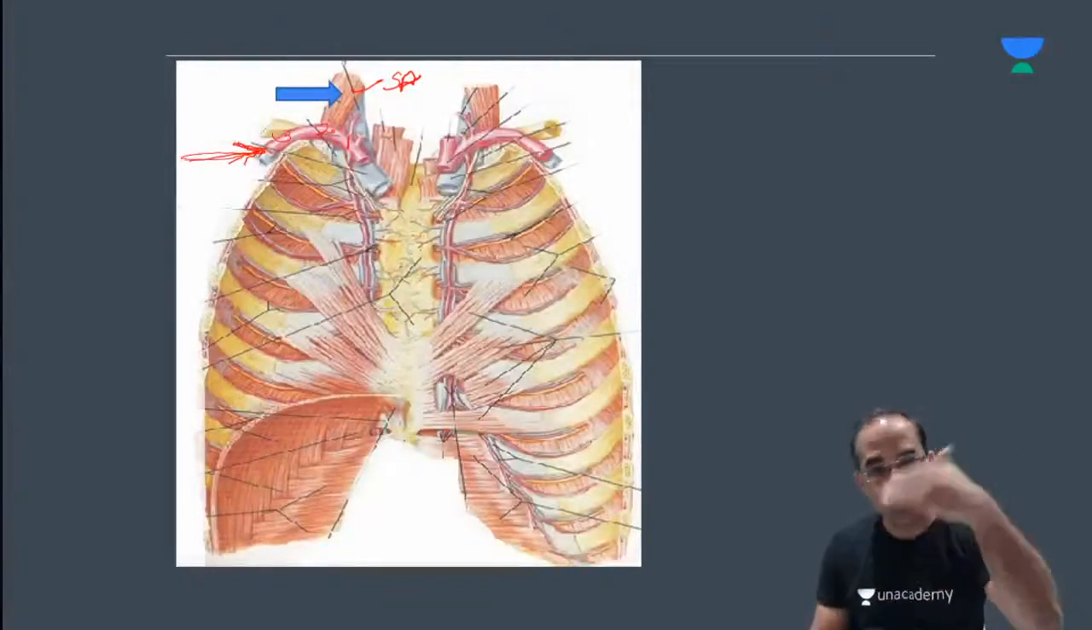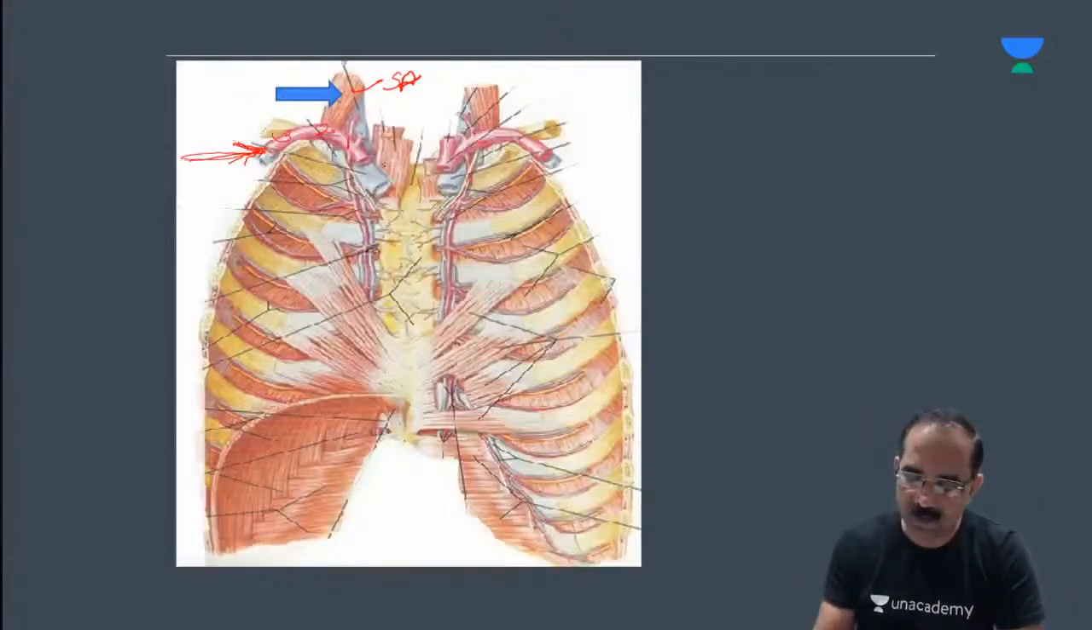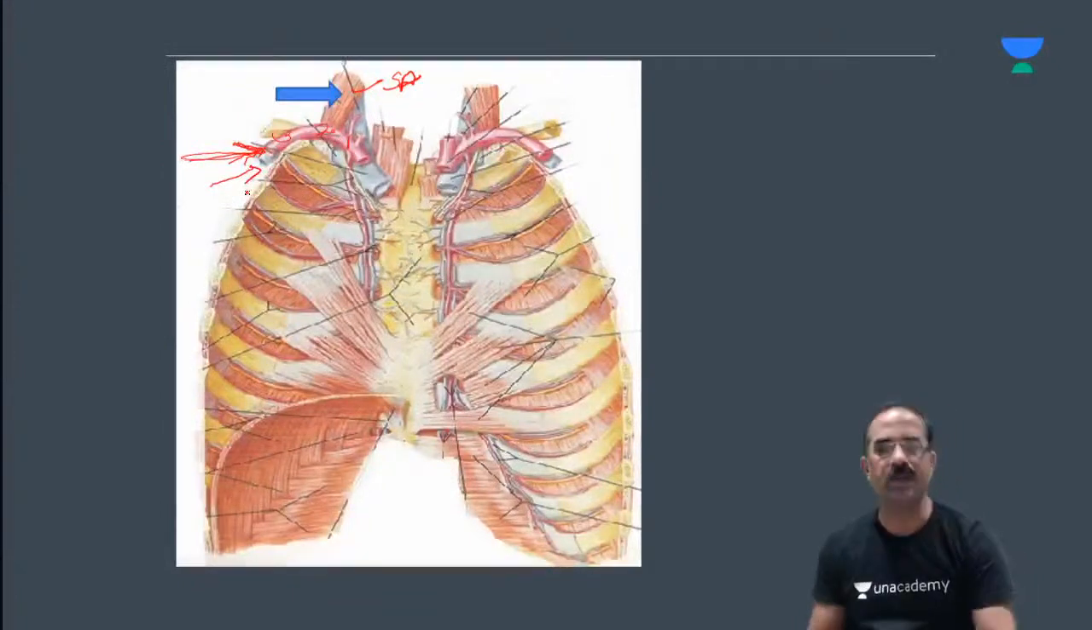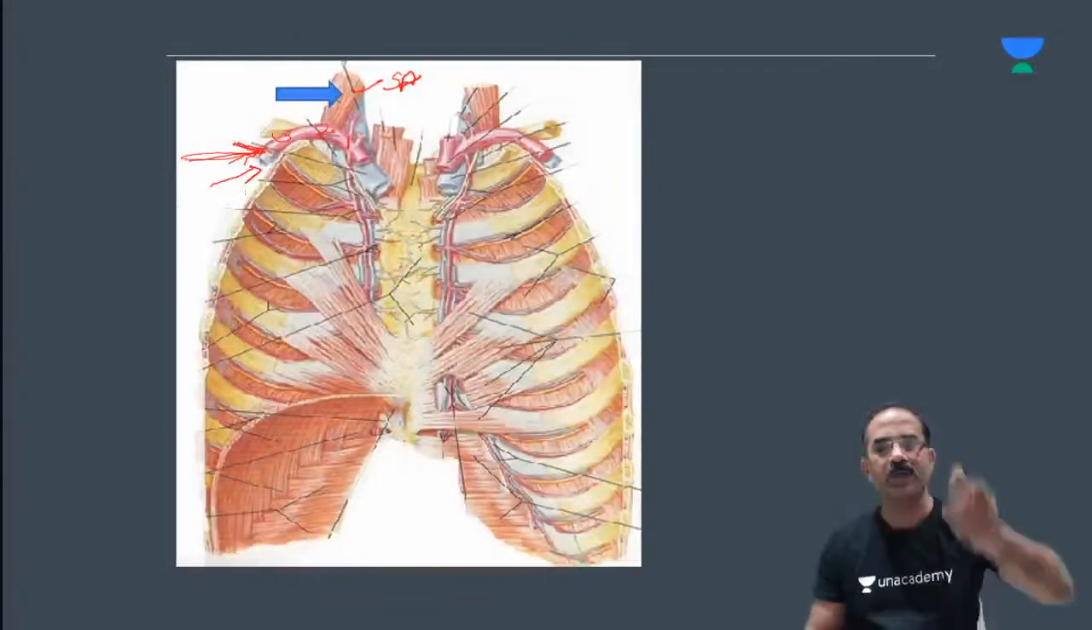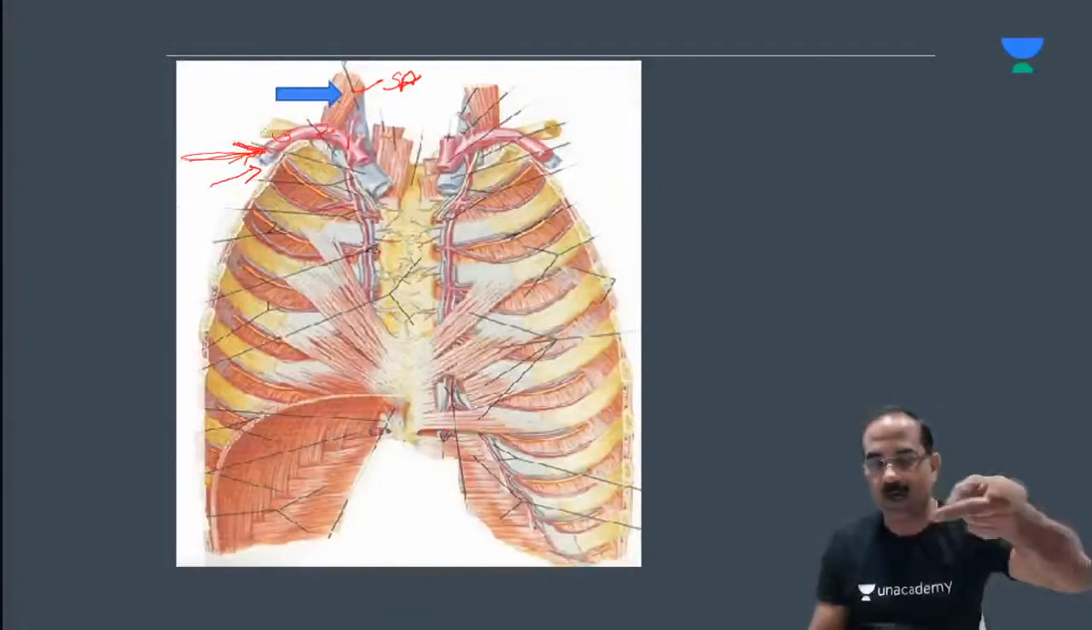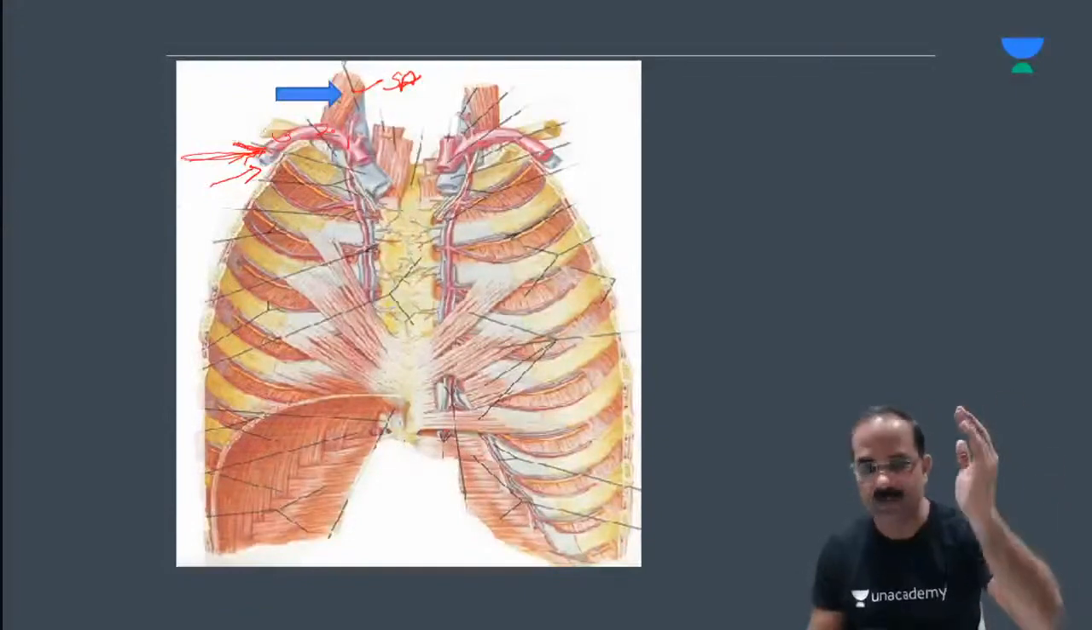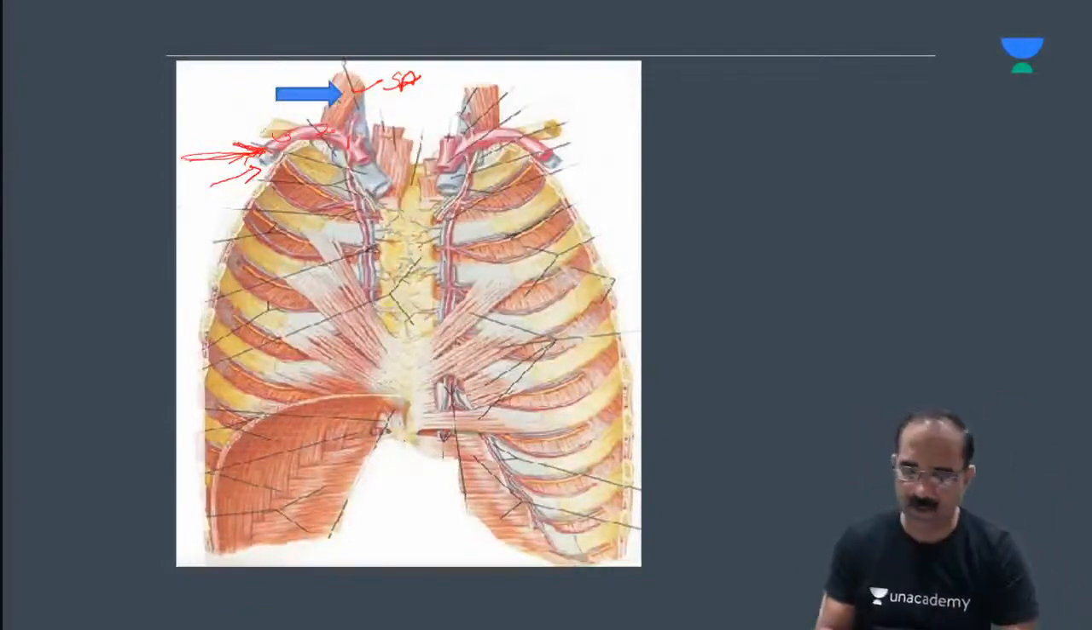And who lies in front of the muscle? What is this structure? In front of the muscle would lie the subclavian vein. So what separates the subclavian artery from the subclavian vein? The scalenus anterior.